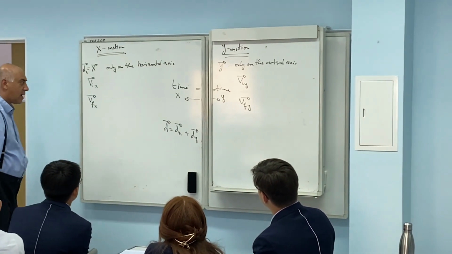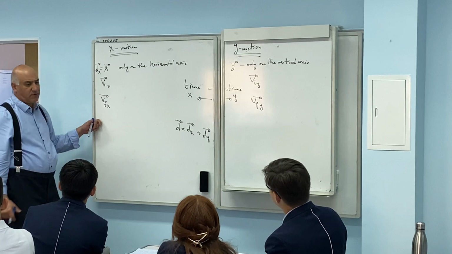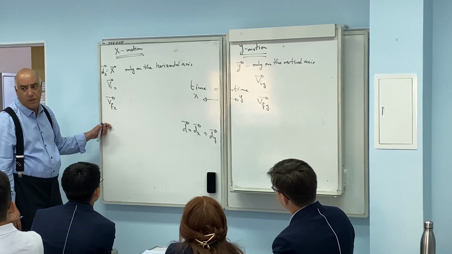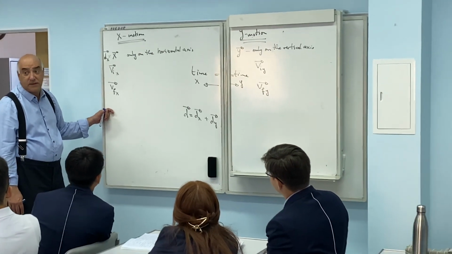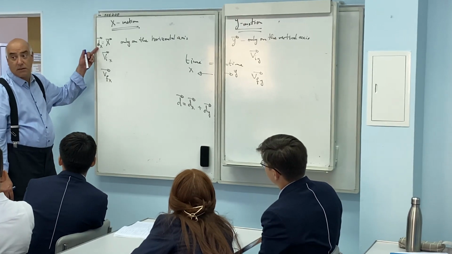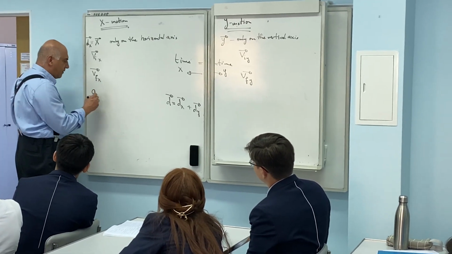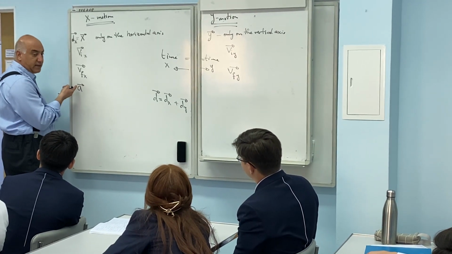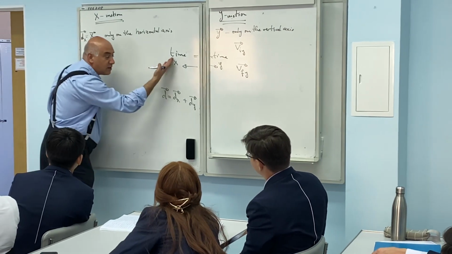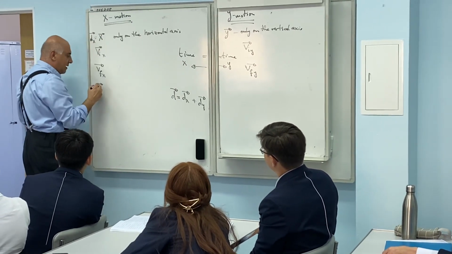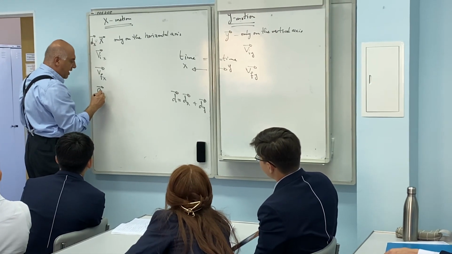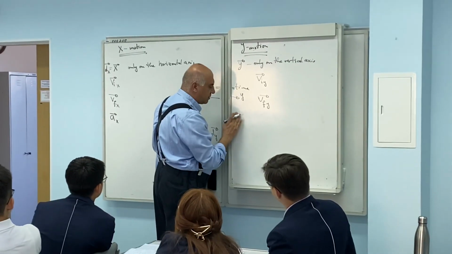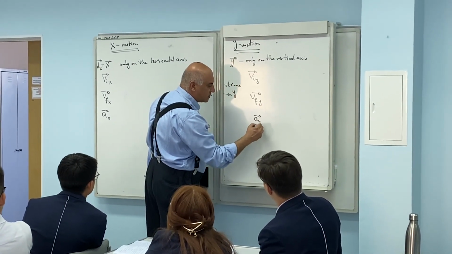Correct? Now, what is the final variable? We said there are 5 variables. We did 4 of them. What's the 5th one? Acceleration. My acceleration can also have 2 components. Vector, vector, vector, vector. Is this a vector? It's not a vector. That's the thing. So, my A also has an X component, and my A also has a Y component. So my AY is also a component.